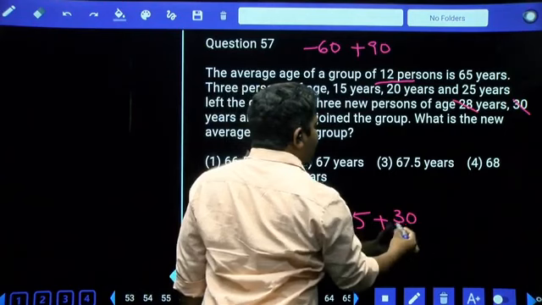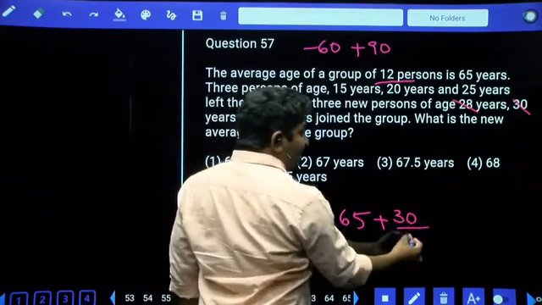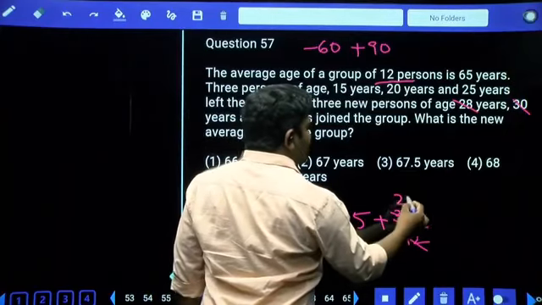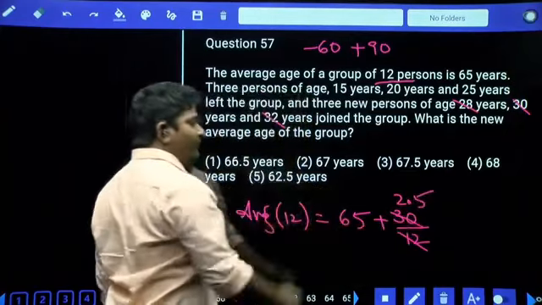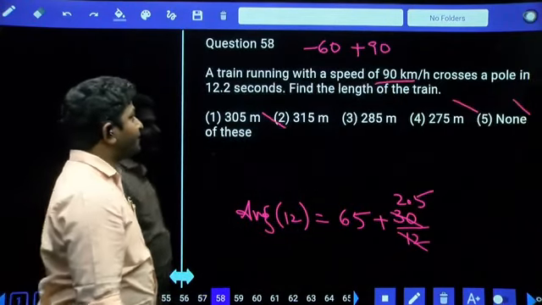So because of that extra 30, the average for 12 people definitely increases. Now this extra 30 must be adjusted among 12 people. So each person gets 2.5. 65 plus 2.5, that is 67.5. Third option is our answer.